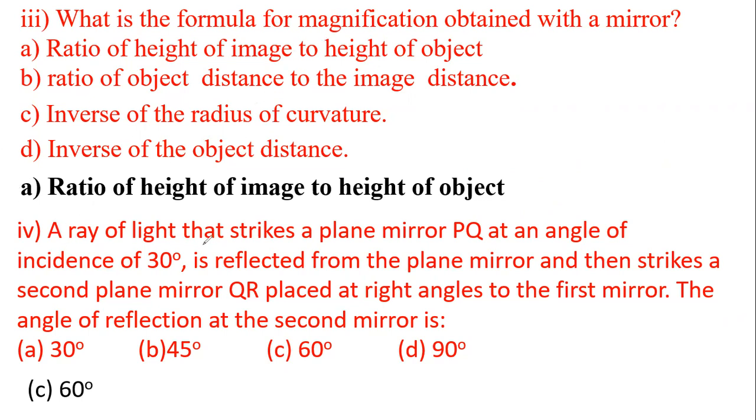Fourth one: a ray of light that strikes a plane mirror PQ at an angle of incidence of 30 is reflected from the plane mirror and then strikes a second plane mirror QR placed at right angles to the first mirror.